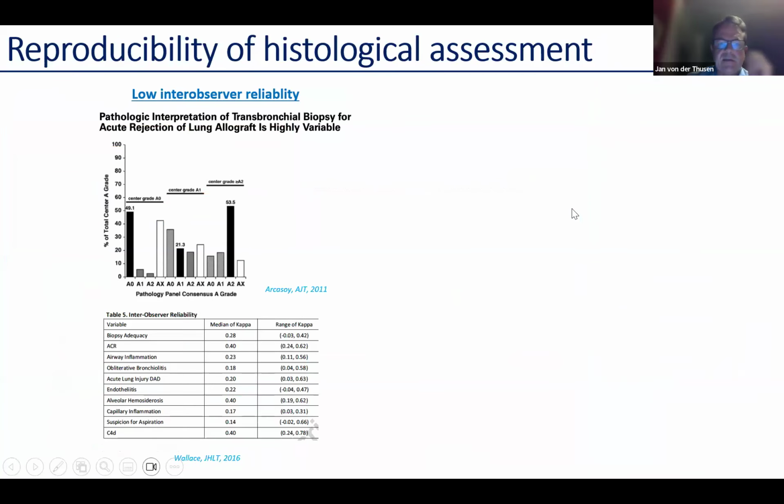If we look at the intra-observer reliability, there's some studies out there, and I'll draw your eye to the bottom one, where even looking at ACR, so acute cellular rejection, which is really the bread and butter of doing these lung transplant biopsies as pathologists, we only have a kappa value of 0.4, so that's at best moderate.